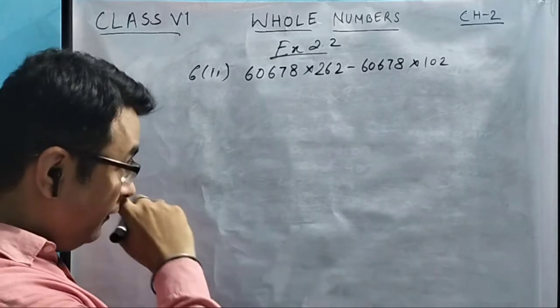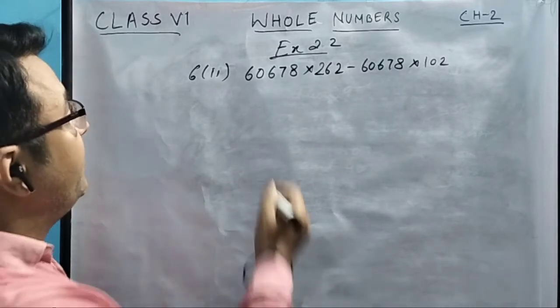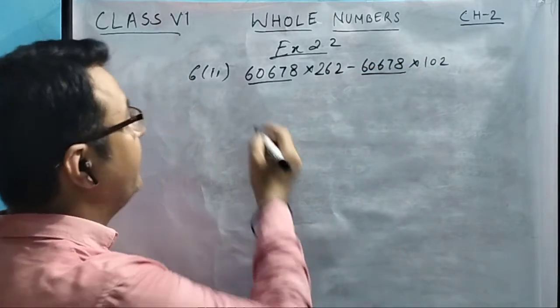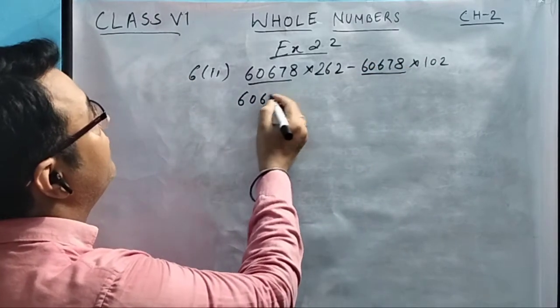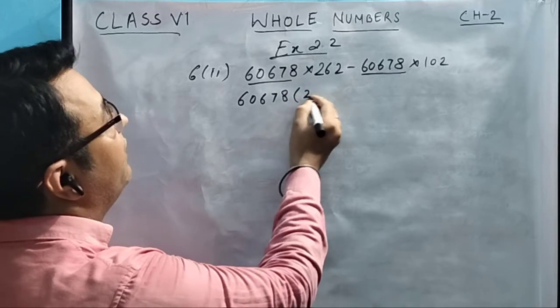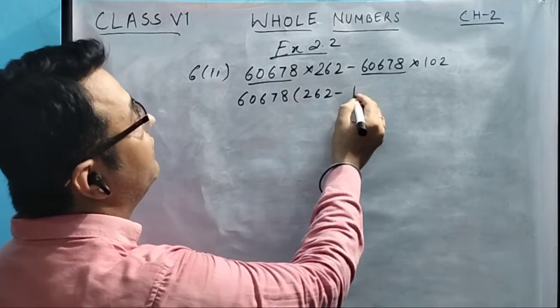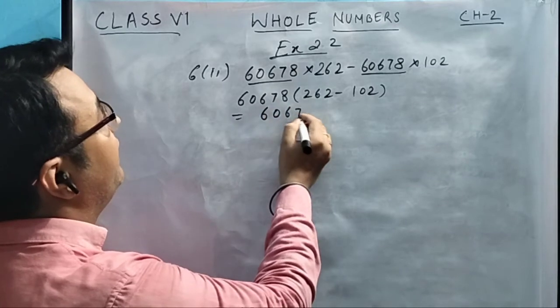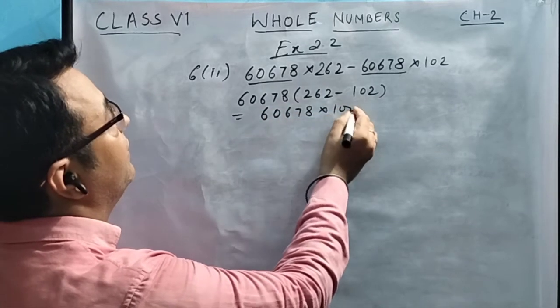So how we will solve this question? As you can see, here also 60678 is there, and here also 60678 is there. So we can take it as common. What will be left? 262 minus 102. So 60678 times 160.